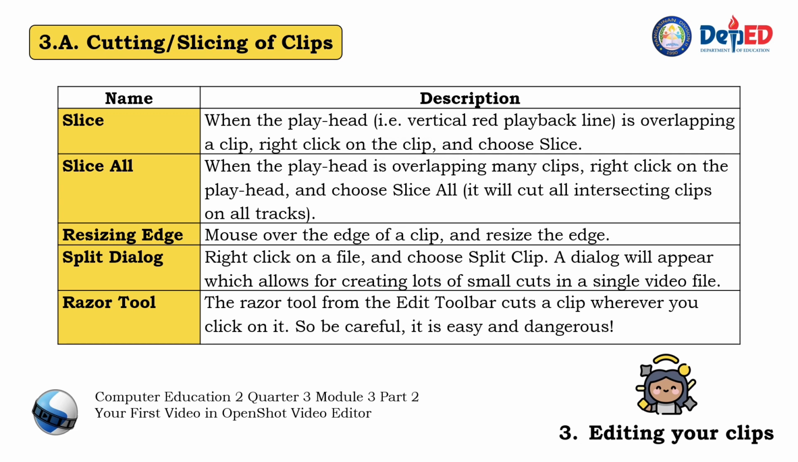OpenShot has many ways to adjust the start and end positions of a clip, otherwise known as cutting. Here is a list of methods for cutting clips in OpenShot. First is the slice. When the playhead, or the vertical red playback line, is overlapping a clip, right-click on the clip and choose Slice.